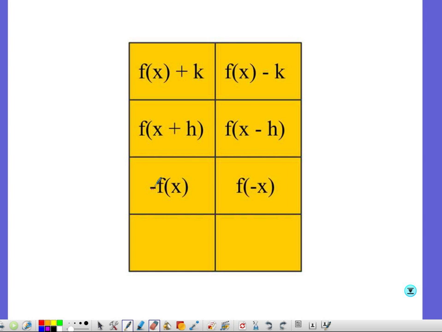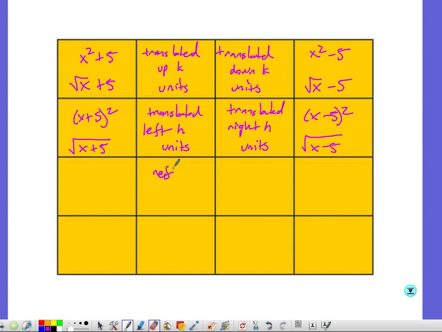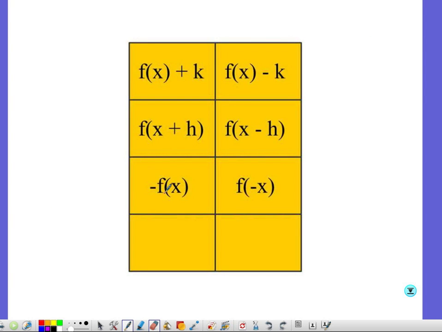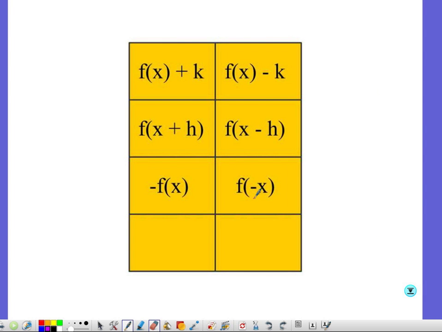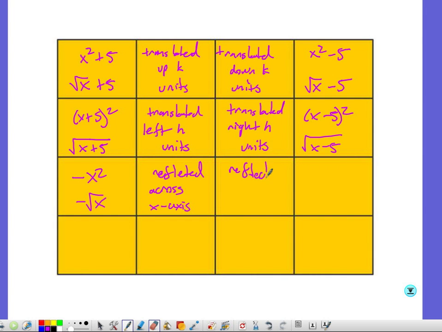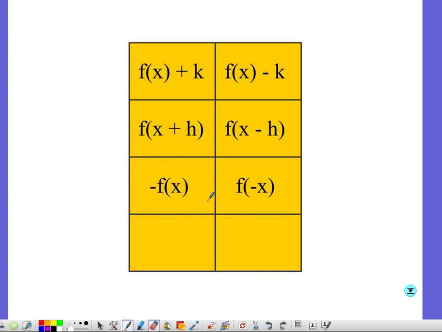Continuing on, we have negative f of x, and we said that was reflected across the x axis, and our 2 examples were negative x squared and negative square root of x, where the negative is on the outside. The other one was reflected across the y-axis, and this time our 2 examples had the negative inside the parentheses and inside the square root. Okay, so that completed just a portion of our foldables. Now we do have 2 other ones that we need to discover.